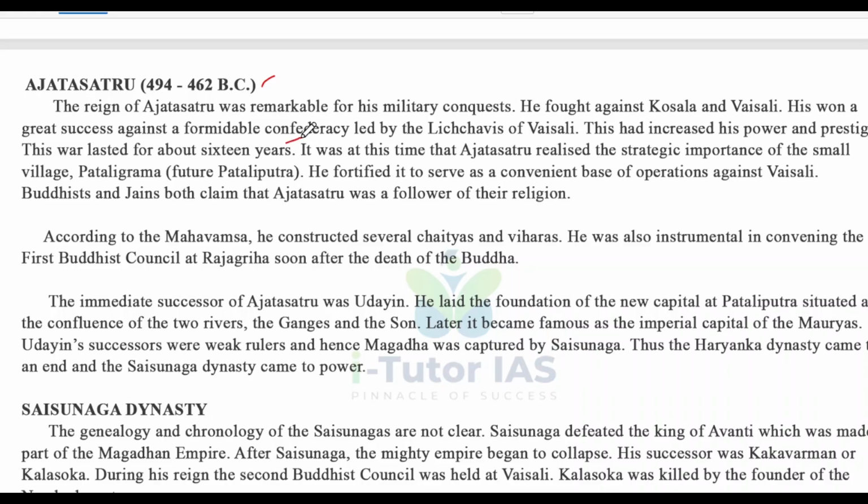Okay, so the war lasted for 16 years, and it was at this time that Ajatasattu realized the strategic importance of the small village, Padali Grama, that is future Pataliputra. First known as Padali Grama, he fortified it to serve as a convenient base of operation against Vaishali. So Buddhists and Jains both claim that Ajatasattu was a follower of their religion.